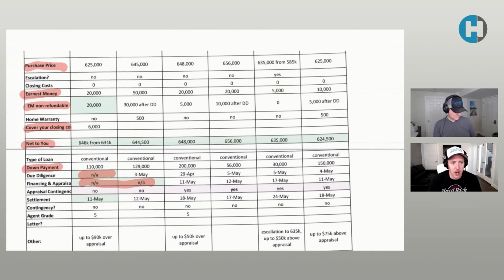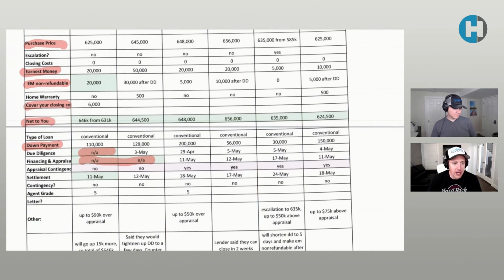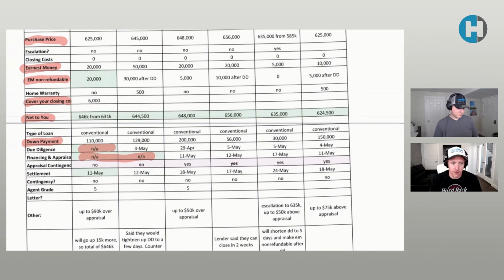When you look at the top 5 offers, our highest dollar value offer, as far as straight up purchase price, was $656. Now, that is not the offer we went with. Why not? Well, they had $20,000 earnest money, and $10,000 went hard immediately.